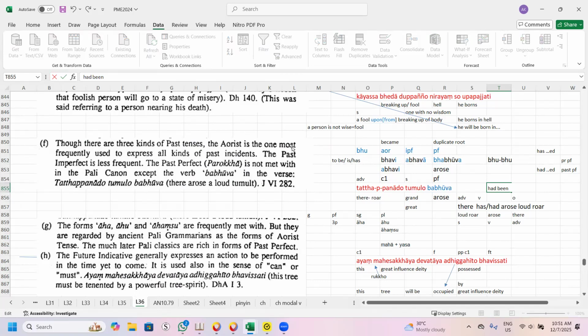So that is the reason you use it as a past tense. Because imperfect tense is very rare. Most of the time you cannot find it. So you don't bother about it. Okay.